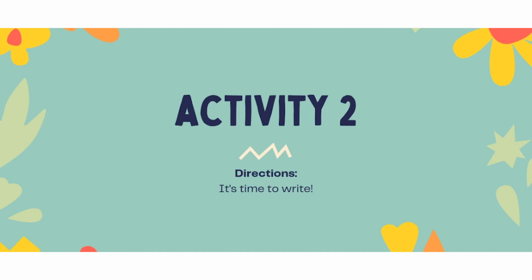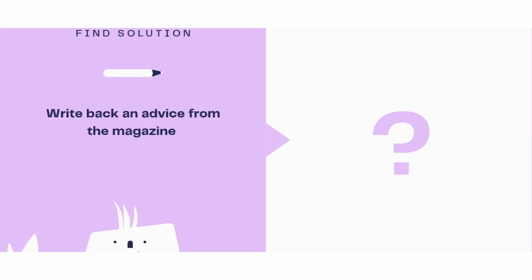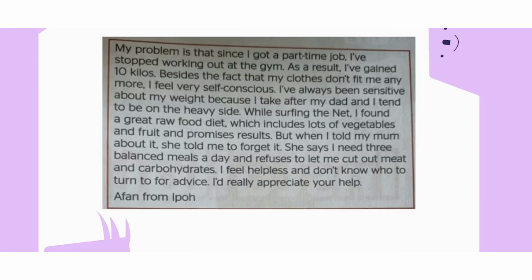As you can see here, activity 2 is focusing on the third objective. So it's time for them to write. They write back advice for the magazine. What is the advice? What are the problems? So here is the problem. This is on page 117. I will read it for you.